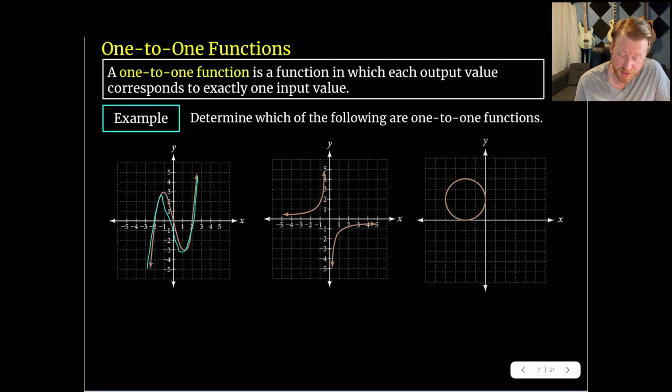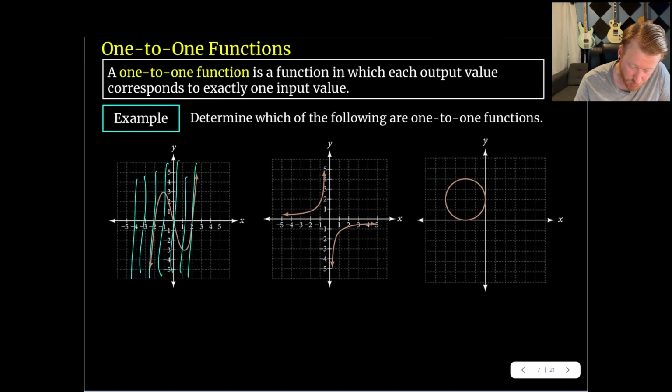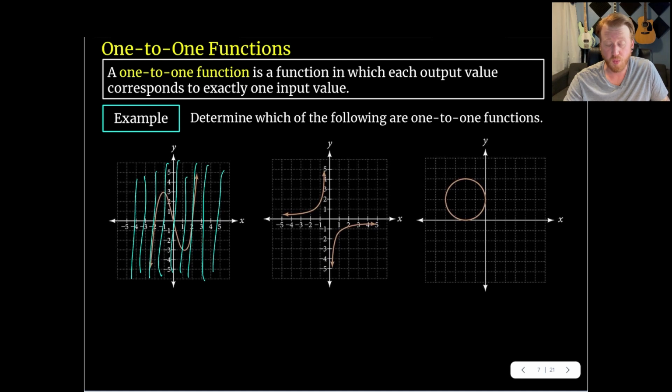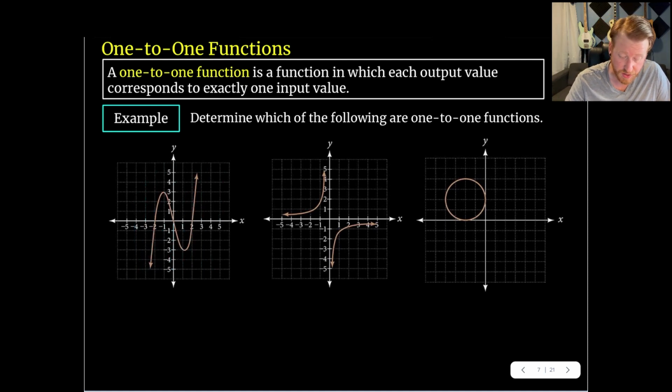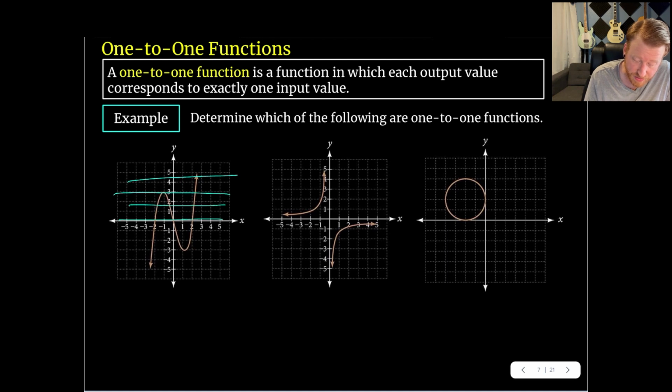Every input is being sent to exactly one output, and we can tell that because if I take these vertical lines, there's no portion of this graph that hits one of these vertical lines in more than one spot. So that's a quick way to tell if the graph of a relation is a function or not. And then we can tell if it's a one-to-one function by doing the same thing with horizontal lines. Here we can see that for a lot of these horizontal lines, they're hitting the graph in multiple spots. So this would not be a one-to-one function.